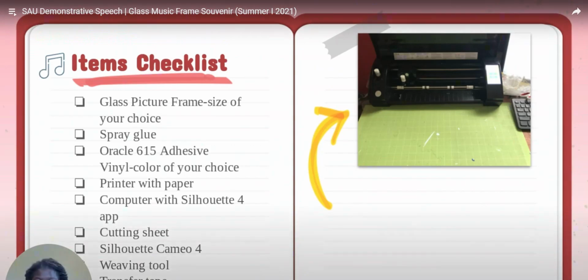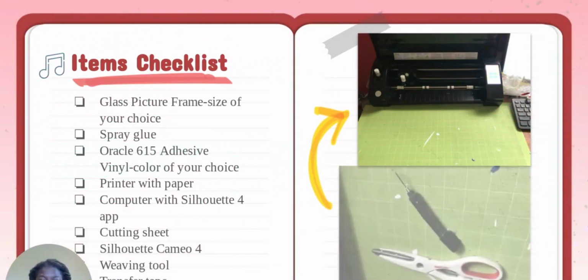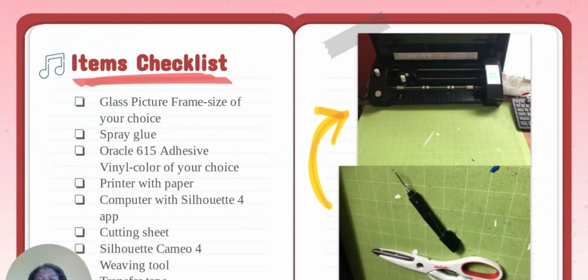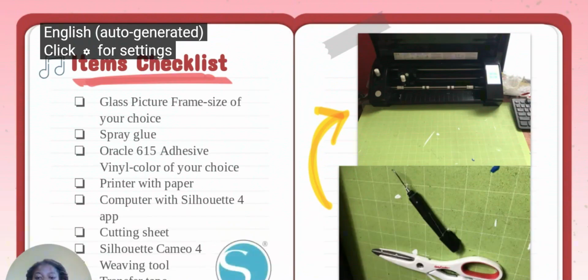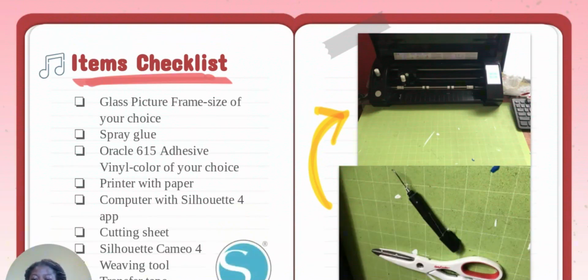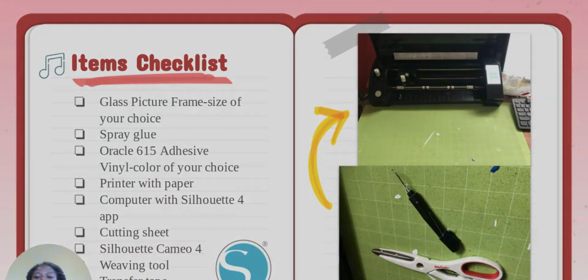And the green is what the cutting board looks like. And here's the scissors and the weeding tool. And the Silhouette logo, that is what the app will look like whenever you begin to start.